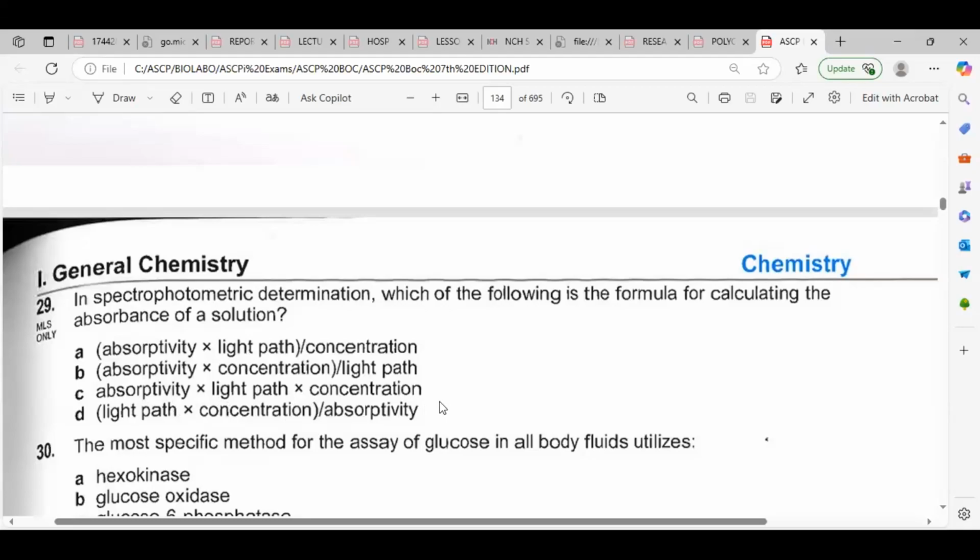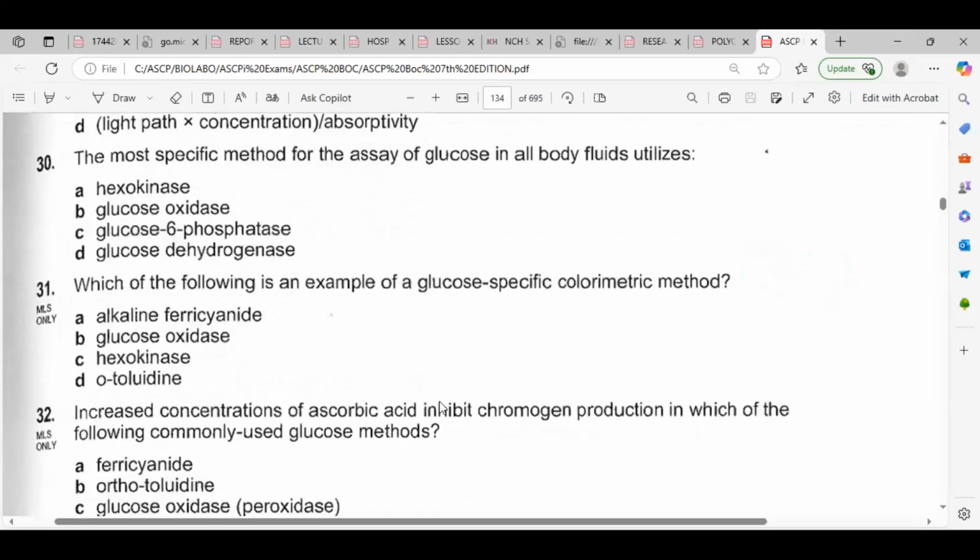Okay, thank you. Now we have also another MLS question, this one is very simple, but let's go to question number 31. We are trying to know an example of a glucose-specific colorimetric method. Which one is a glucose-specific colorimetric method? This one is also tricky. The question is very tricky. I hope you have discovered how tricky it is.